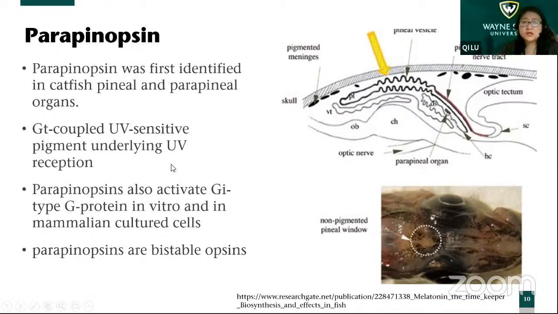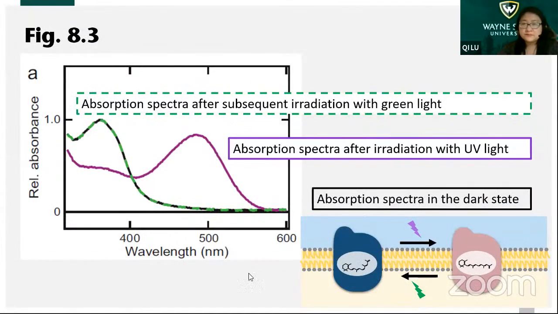And the GT coupled on UV light sensitive pigment. It activated GI, but of course, after molecular engineering, it can change to coupling to other G proteins. An important part is that it's a bistable opsin, so it can respond to different light. So we can see here a bistable opsin.